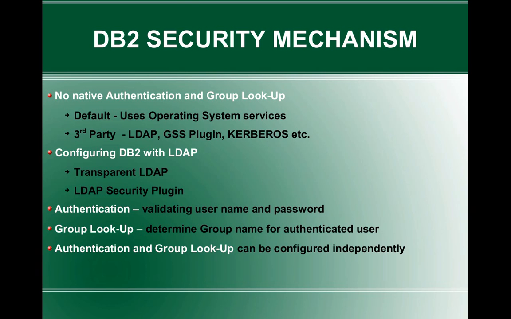Authentication and group lookup can be configured independently. They are like two different things. Authentication is only validating that for this particular username, this is the password. Group lookup is, once we have an authenticated user, what is the group name we have to associate with that authenticated user. These two can be configured separately. So authentication can come from LDAP and group lookup can come from the OS, or group lookup can come from LDAP and authentication can come from the OS. Either way, so there will be 4 possible combinations. We'll demonstrate all the 4 now.